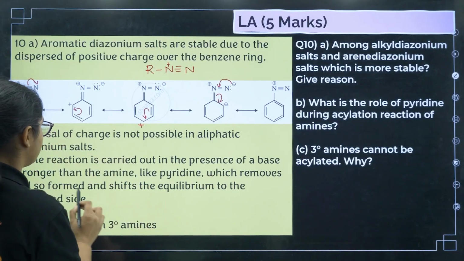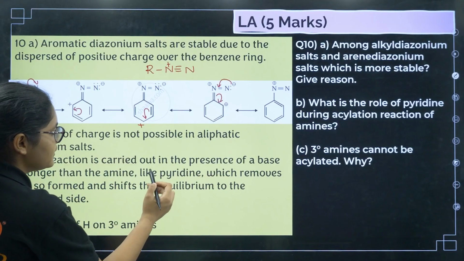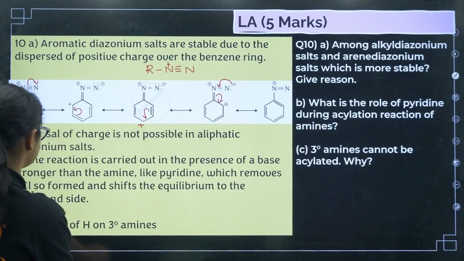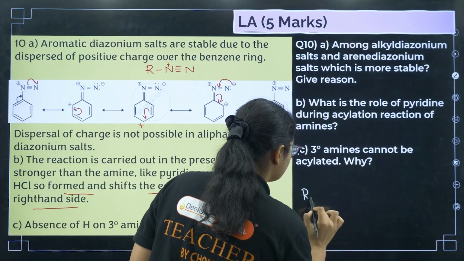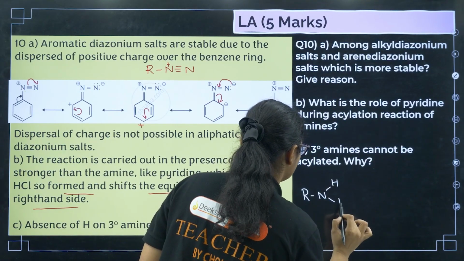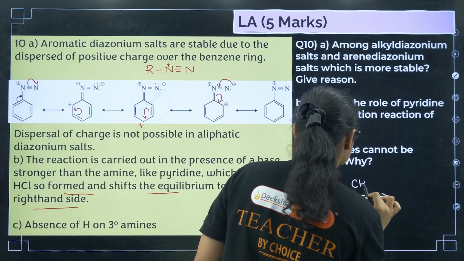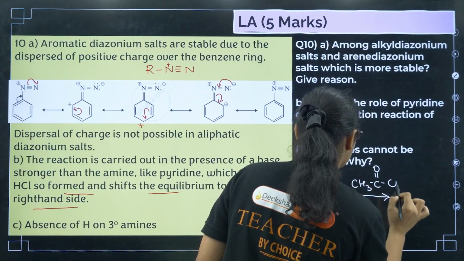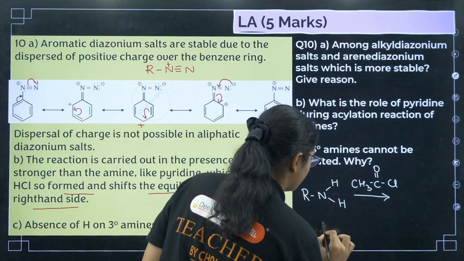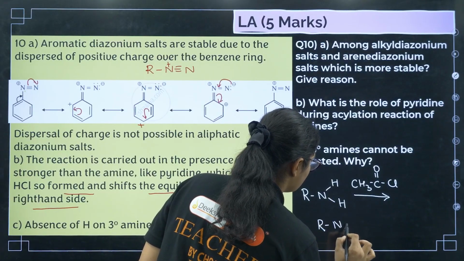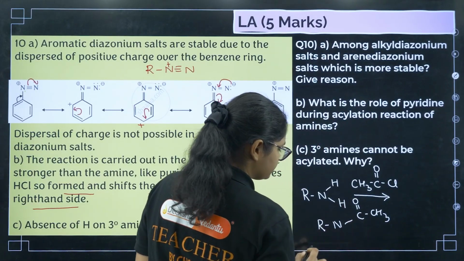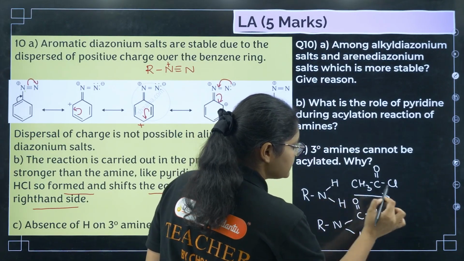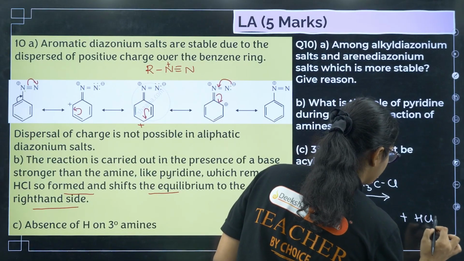The reaction is carried out in the presence of a stronger base than amine, like pyridine, which removes the HCl so formed and shifts the equilibrium to the right hand side. If you see the reaction, generally you have RNH2 and CH3COCl. So what basically happens here is we get RNHCOCH3, and this H and this Cl can form HCl.